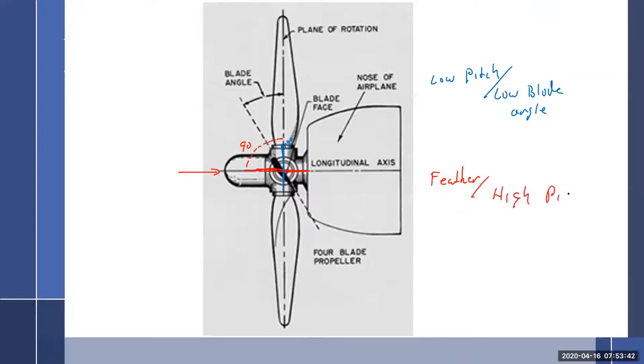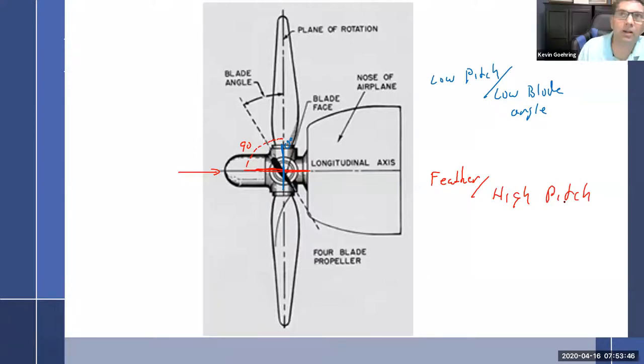Hey, Kevin. Yeah? When do you use a low pitch? Low pitch is used for starting and takeoff. And then once you're off and flying, you'll start increasing your pitch. You'll start pulling back your manifold pressure and increasing the pitch.